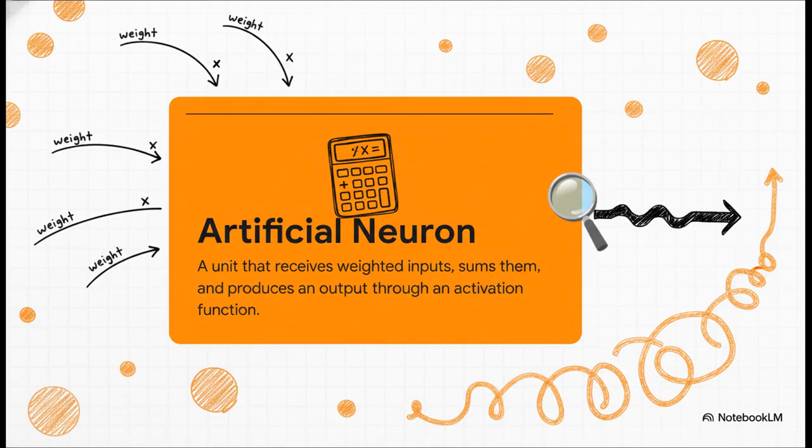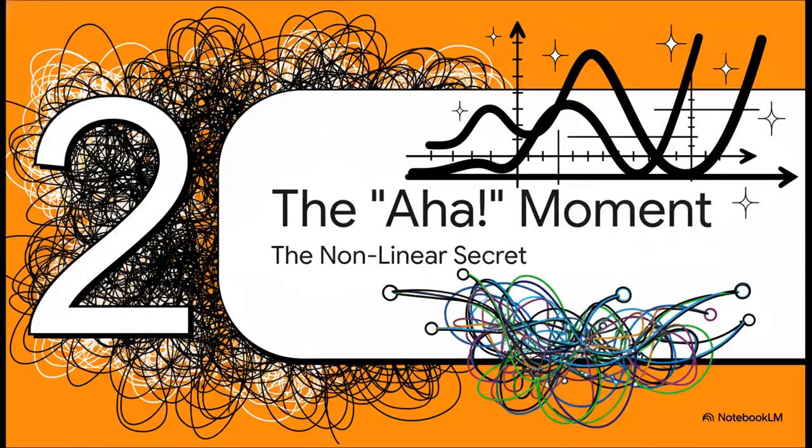But here's the thing. When you chain together thousands or even millions of these simple calculators, that's when incredible things start to happen. But there's a catch. A really big one, actually. Without one specific secret ingredient, this whole amazing, complex structure, it's shockingly limited. And this, right here, is the aha moment that really let deep learning take off.